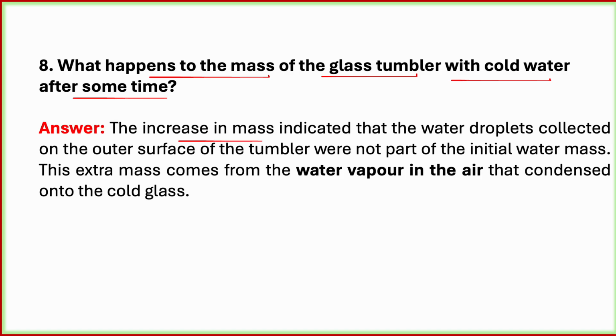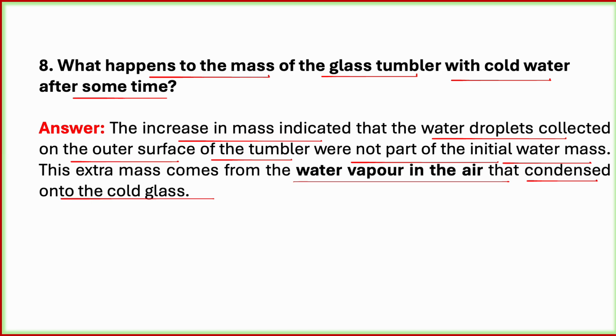The increase in mass indicated that the water droplets collected on the outer surface of the tumbler were not part of the initial water mass. This extra mass comes from the water vapor in the air that condensed onto the cold glass. The water on the outside comes from the air, not from inside the tumbler. The water had not seeped out through the glass. So the water outside is not from inside the glass.